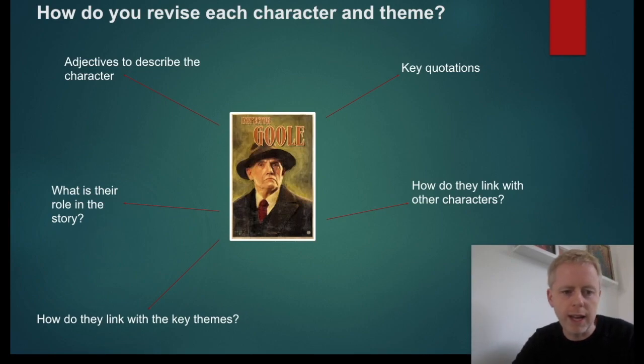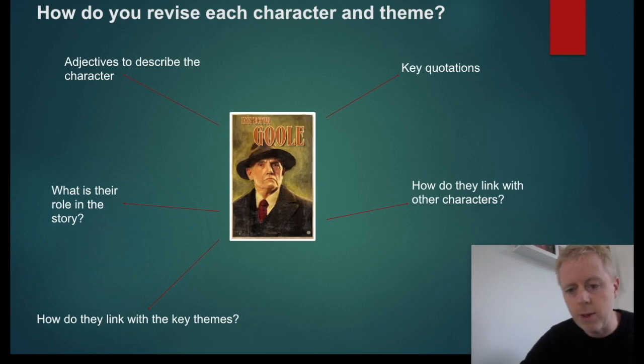You can jot down what is their role in the story. What is the inspector's role? Well, he's there to ensure that the Birlings take responsibility. He shines a light on what they've done. He wants them to take responsibility for their actions. What key quotations? I'd immediately, top of my head, go straight to his final speech. Millions and millions and millions of Eva Smiths and John Smiths and so on.